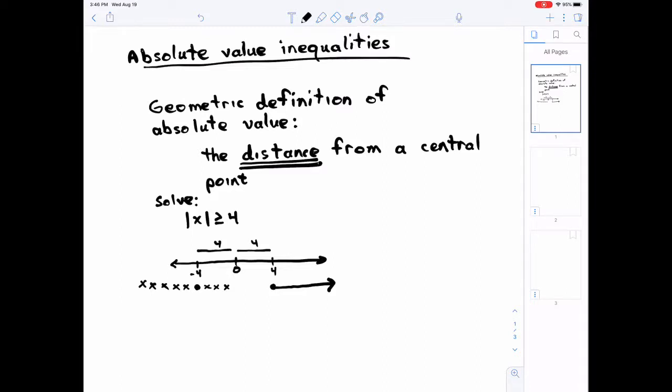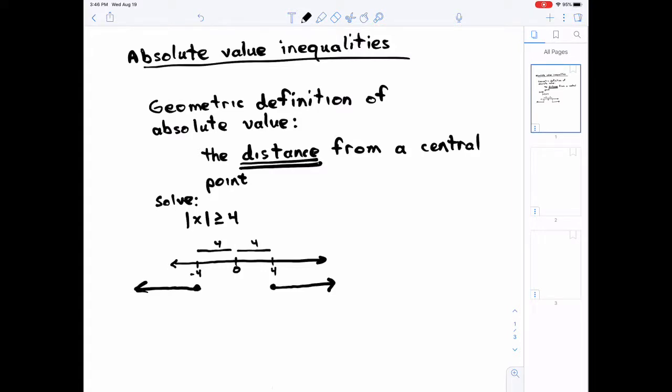So, and you wouldn't put those x's. I'm just trying to show you something. So I'm going to get rid of them. So what would we do? I'm going to get rid of all of those, and I just want to show where all the distances are more than 4. So it's everything here. That's the graph of the answer.